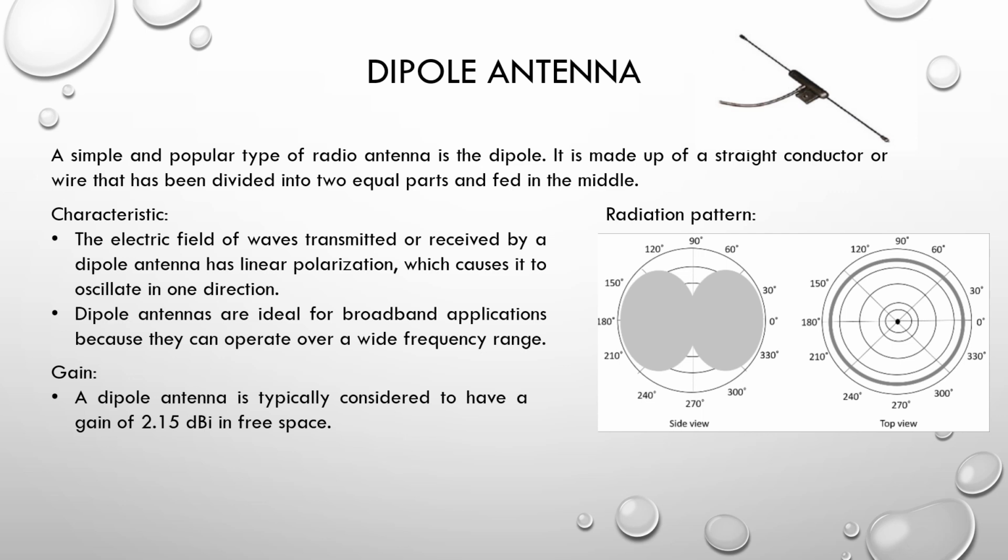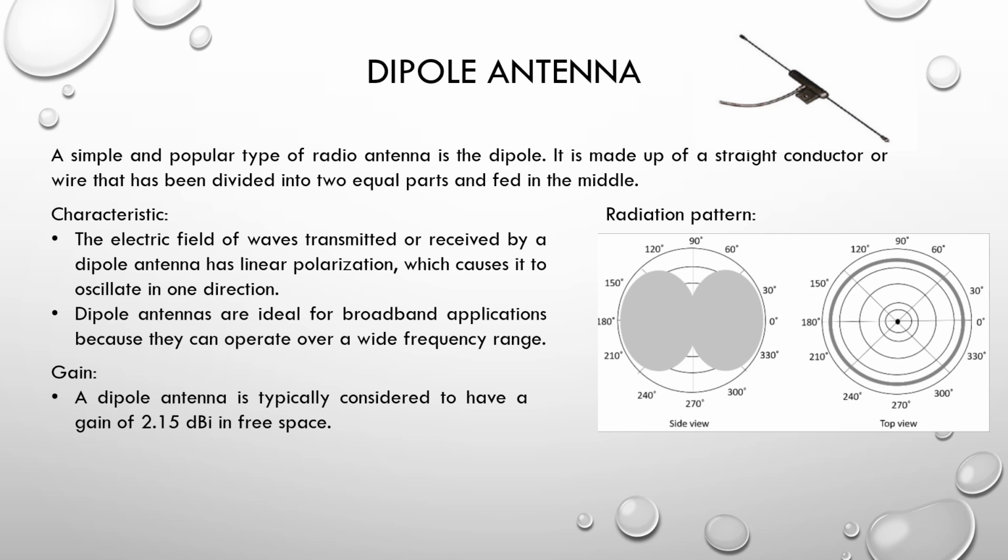The third antenna is the dipole antenna. The dipole antenna is a simple and popular type of radio antenna. It is made up of a straight conductor or wire that has been divided into two equal parts and fed in the middle. The characteristic of the dipole antenna is that the electric field of the wave transmitted or received by a dipole antenna has a linear polarization, which causes it to oscillate in one direction.